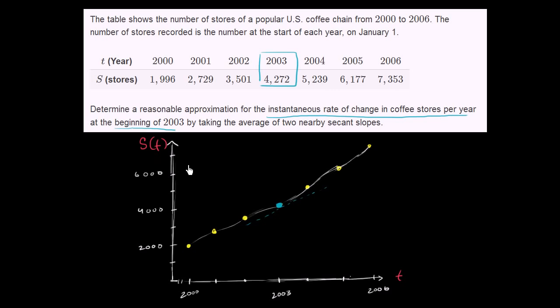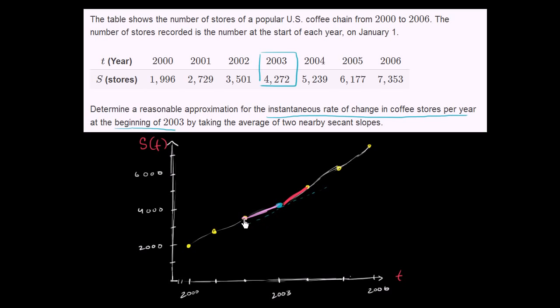So, for example, we could find the slope of this secant line right over here as we go from 2002 to 2003, and then we can find the slope of this secant line as we go from 2003 to 2004. And then if we average those, that should be a pretty good approximation for the instantaneous rate of change in 2003. So let's do that.